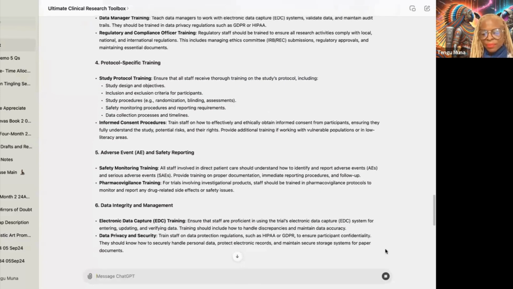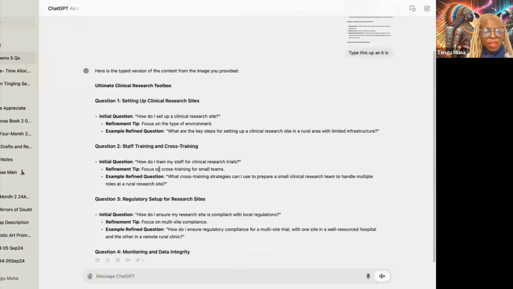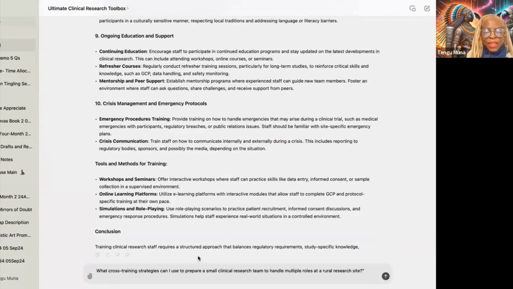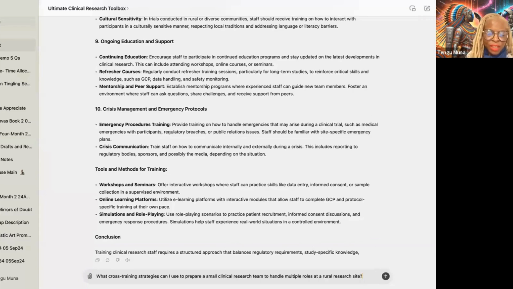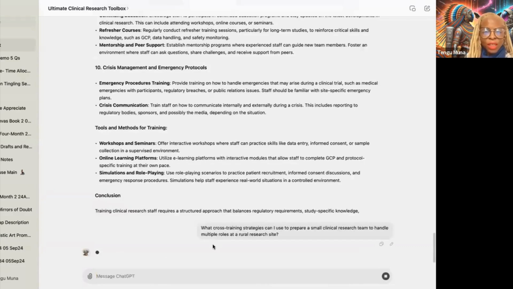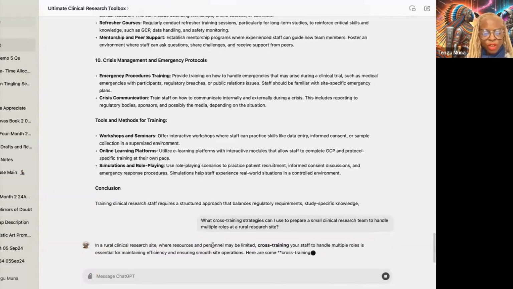Let us move on to the next refined question, which is: what cross-training strategies can I use to prepare a small clinical research team to handle multiple roles at a rural clinical research site? As we know, the mighty study coordinators tend to wear different hats. If you're a principal investigator setting up a site or you have a research nurse, you can use this question to better understand how to help them be a great manager or multitasker at your clinical research site.